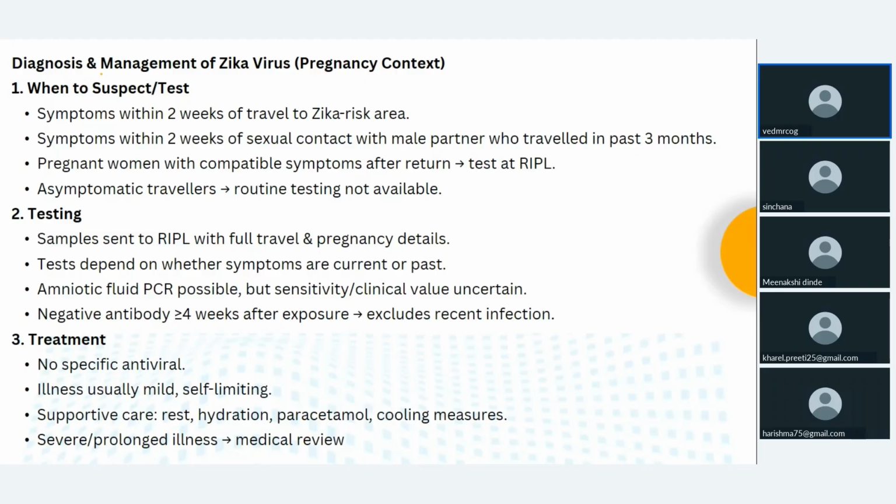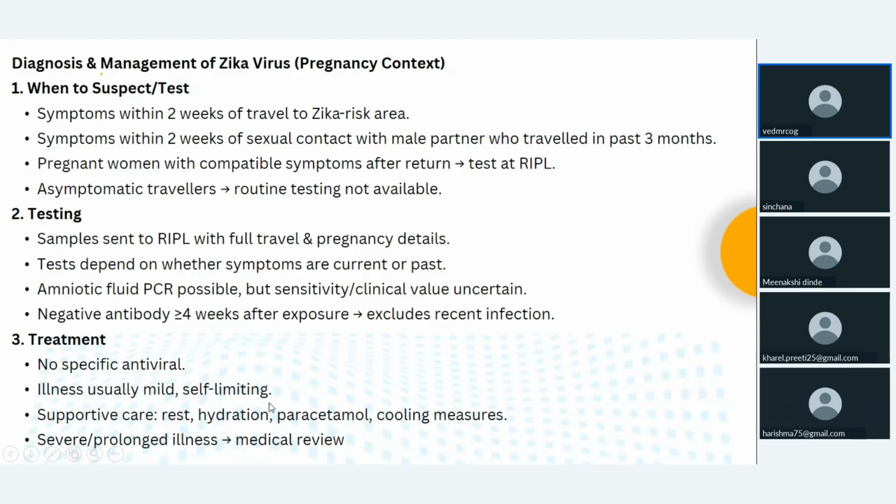Test will depend upon whether symptoms are current or past. Amniotic fluid PCR is also possible, but sensitivity and clinical value is uncertain. And negative antibody 4 weeks after the exposure will exclude the recent infection. Okay, so if you repeat after 4 weeks and it is negative, that will exclude the recent infection.